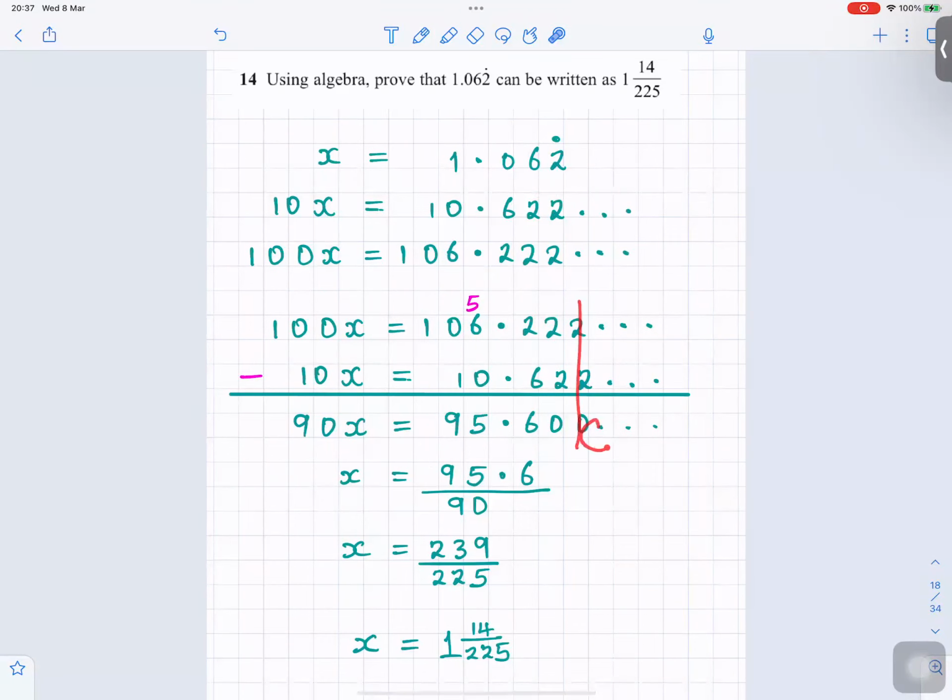So 2 minus 2 is 0. 2 minus 2 is 0. 2 minus 6 is not possible, so you borrow and get 12. 12 minus 6 is 6. And you're left with 5. 5 minus 0 is 5. And here 1 becomes 10. 10 minus 1 is 9. So you get 95.6. And then 100x minus 10x is 90x. So to get x, you divide by 90. And when you divide by 90, you get a fraction which you can simplify to 1 and 14 over 225.